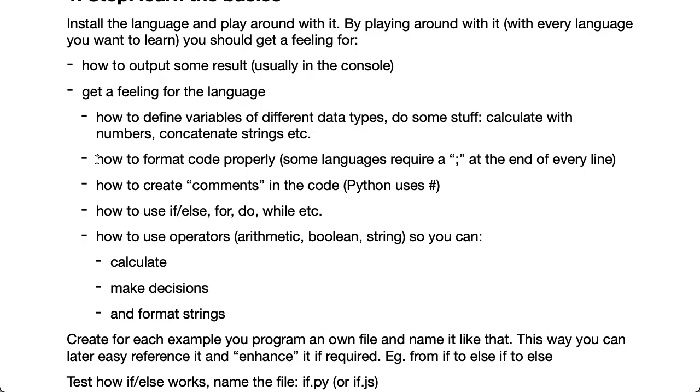Then you should also learn how to format code properly. In some languages you need a semicolon to end a line, in some you don't. In JavaScript you can end a line with a semicolon, but you don't have to. Then very important is to know how you create comments. In Python it's the hash character. In Node.js it's the double slash. It's not backslash, double slash.